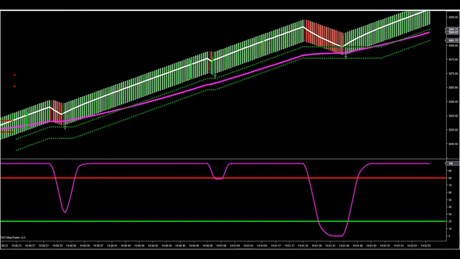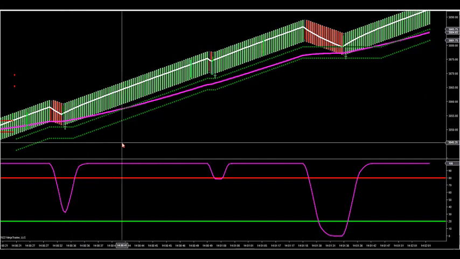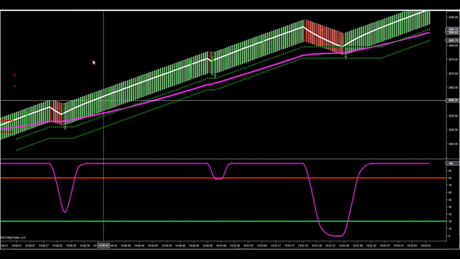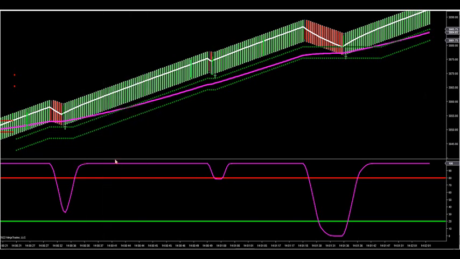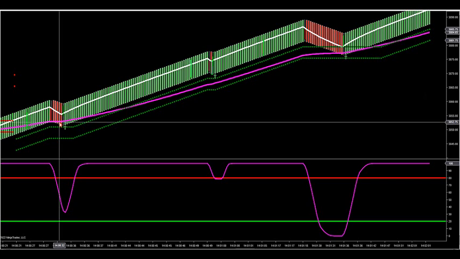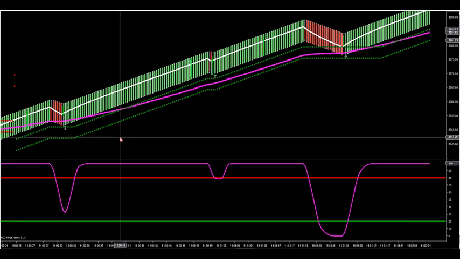So the indicator, basically, you don't have to run the automated version. You can run just the indicator if you like manually hitting your entries. This is the Fed news this afternoon. Obviously, the Fed news is big news.